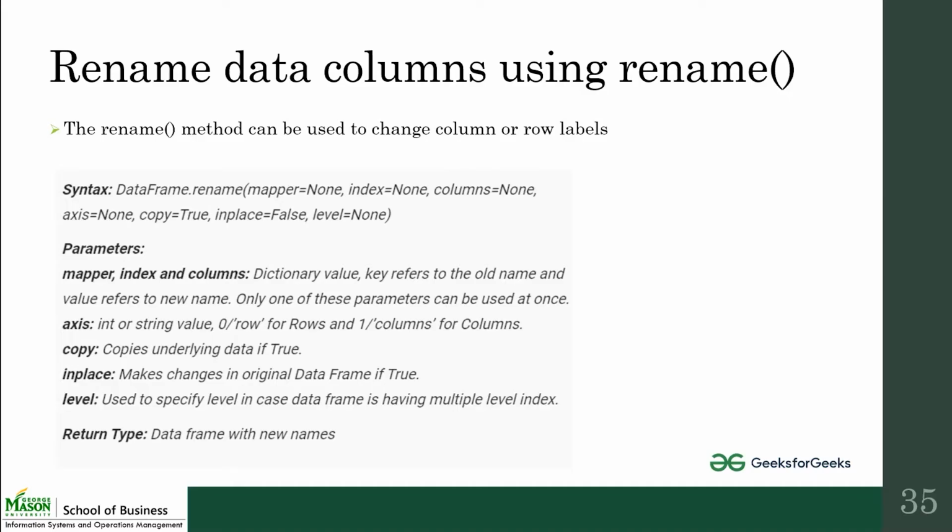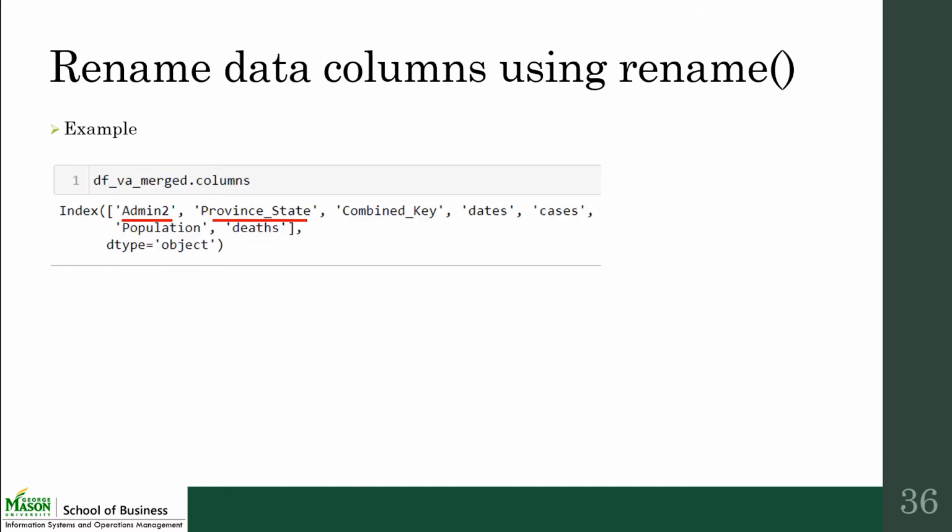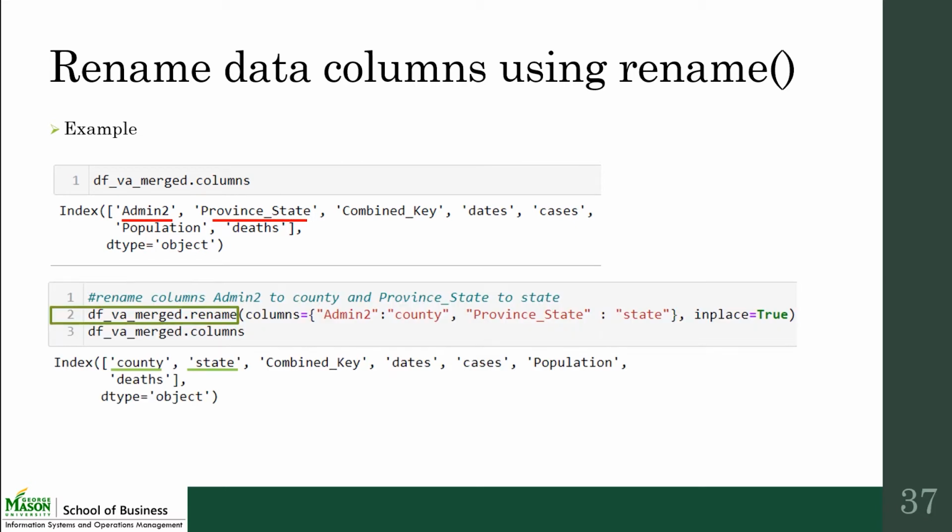Continuing on with the cleaning process, there will be instances where the column name or names in the data frame are difficult to reference when coding, so you could rename the columns using the rename method. Let's rename some of the columns related to the COVID example. The columns attribute is used to first see the column names in the df_va_merge data frame. Then it makes use of the rename method in the next cell, where it takes a dictionary argument to the columns parameter.